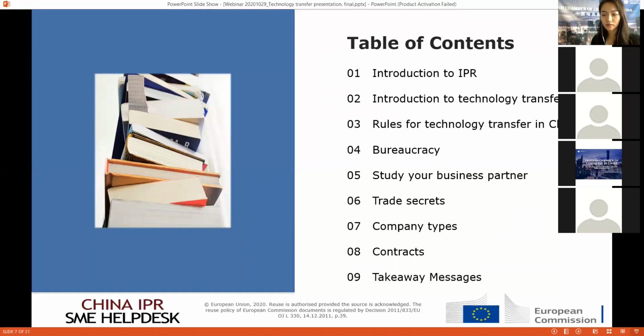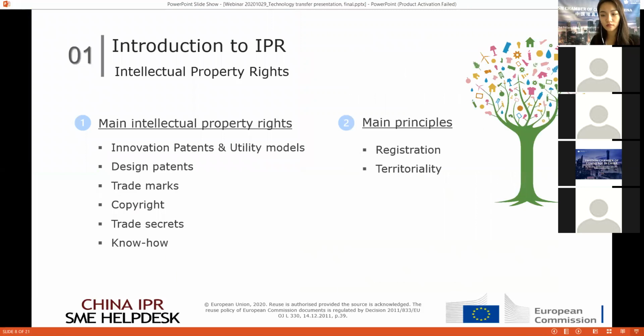And finally, I will give you some tips that will help SMEs transfer technology in a safer way: how to study your business partner, how to protect your trade secrets, what the different company types are, and what the main clauses that contracts should have are. But let's start with the introduction.